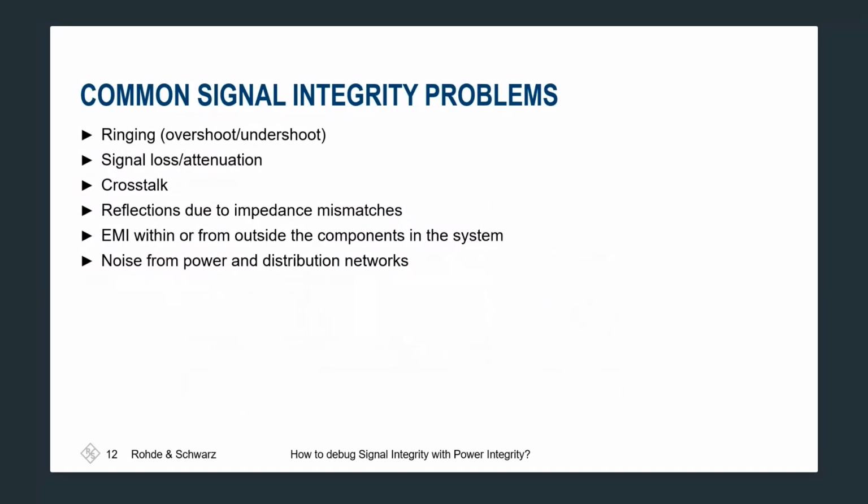Common signal integrity issues include problems such as ringing, overshoot, undershoot. Signal attenuation in PCB traces and cables, for example. Crosstalk in adjacent lanes due to unwanted cross-coupling. Reflections due to impedance mismatches in the transmission line itself. EMI interference coming from the system itself or from outside of the system. And of course, noise caused by power distribution networks.